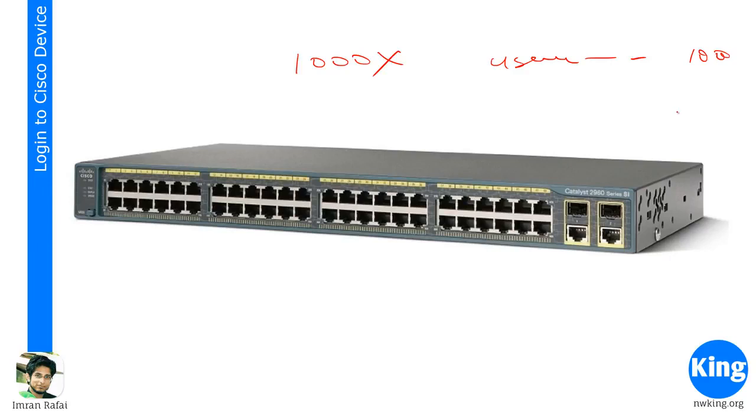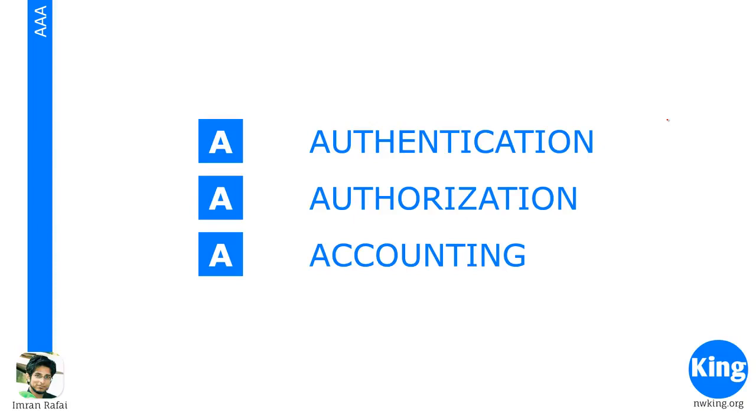There is a better way. There is a better way of configuring Cisco devices so that you have control of usernames and passwords in a much more centralized form. That is where a concept called AAA comes into use. AAA is nothing but authentication, authorization, and accounting. These are the three functions of AAA.